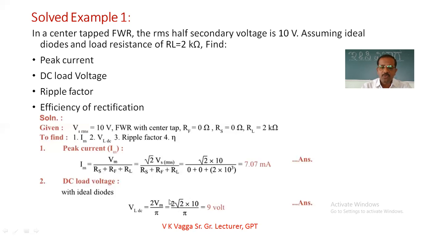It is once again the root 2, because the value given is for the Vrms, not Vm. So this Vm is equal to root 2 into Vrms. So 2 into root 2 into Vrms is equal to 2 into root 2 into 10 divided by pi, which is equal to 9 volts here. Okay. And now to calculate the ripple factor, for the full wave rectifier.